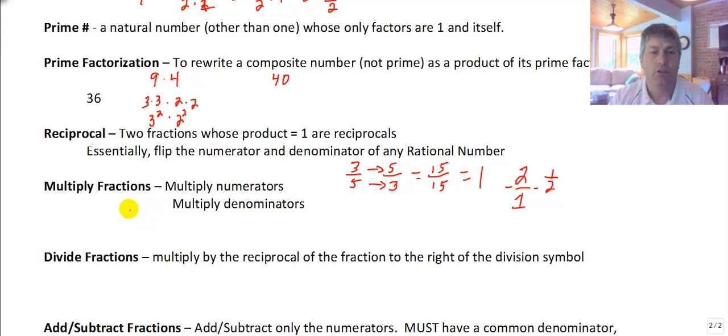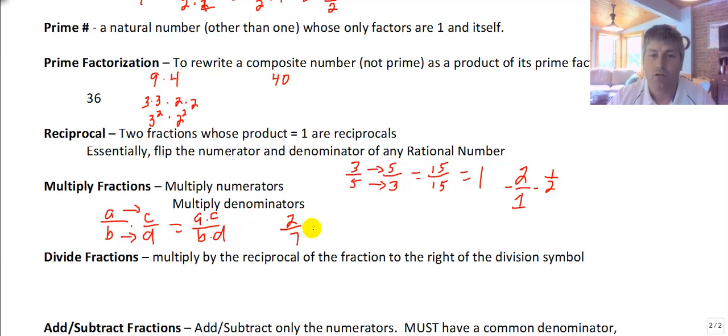So as I alluded to, when we multiply fractions, we just multiply the numerators and multiply the denominators. That's pretty straightforward for us. It's easier than adding or subtracting fractions. We just multiply across. So in the textbook, we might have something like A over B times C over D. We just multiply across. That's equal to A times C over B times D.